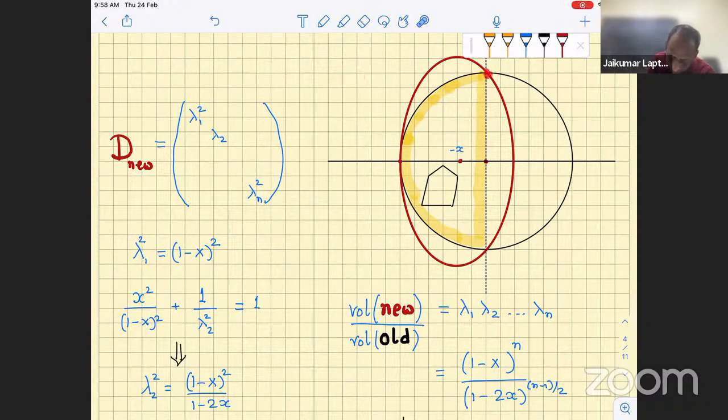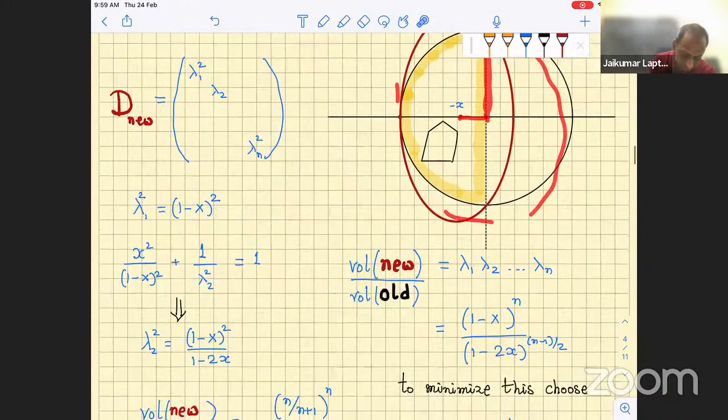So this point has only 2 coordinates. The x displacement is x, and the y displacement is actually 1, because the original sphere was a unit sphere. So this point, which is x away from here and 1 in this direction, with the other n-2 coordinates all 0, must lie on the boundary of this ellipsoid. So this equation must be satisfied.